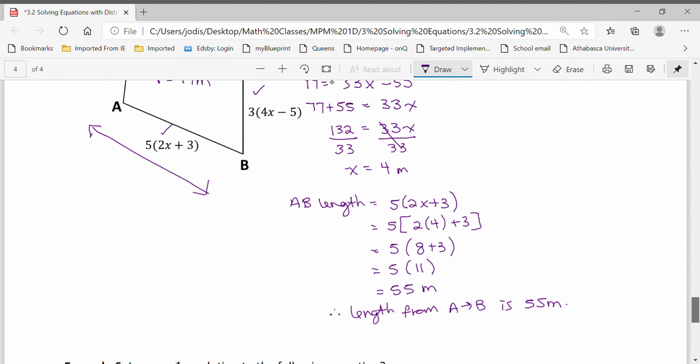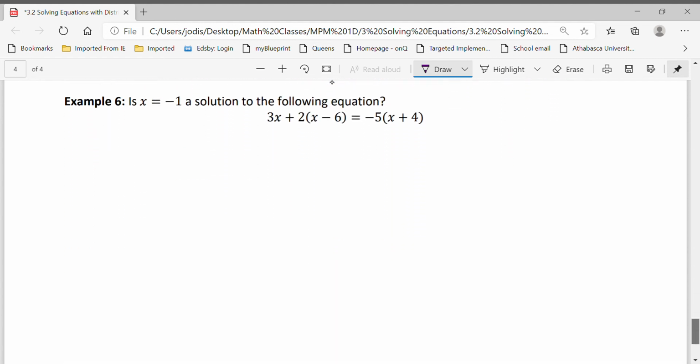All right. And then the last example here, okay? So in this example, they want to know, is x equal to -1 a solution for the following equation? Okay, so there's 2 ways that we could prove this. We're going to try both ways, and then it would be up to you to determine which way you want to do it. So method 1 would be a formal check.